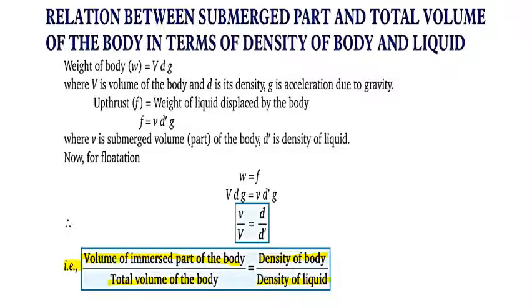Again I am repeating the formula. It is the volume of the immersed part of the body, the part of the body which is inside the liquid, upon the total volume of the body, which will be equal to the density of the body upon the density of the liquid. Now this formula we have got on the basis of the principle of flotation. Why? Because for flotation, the weight of the body is equal to the weight of the submerged part of the body. So by putting the values, V d g equals V' d' g, where small v is for the volume of the immersed part. Just remember this formula in words, it will be easier and more convenient for you.